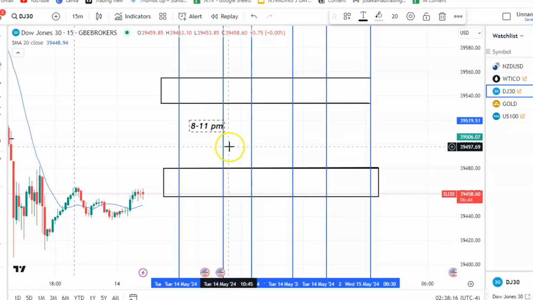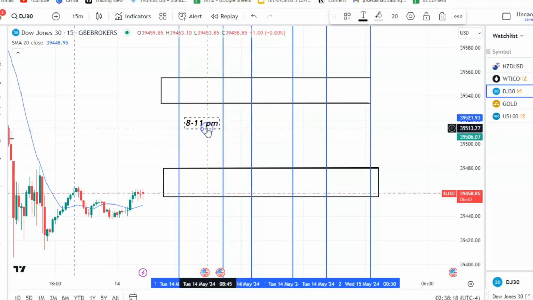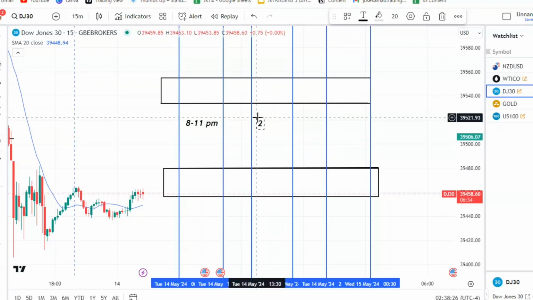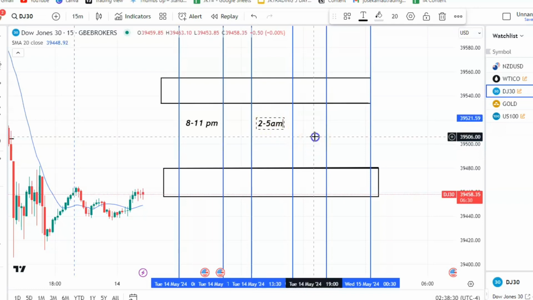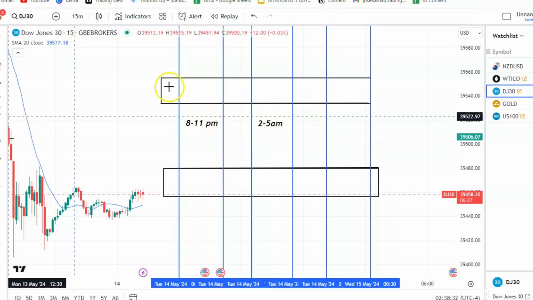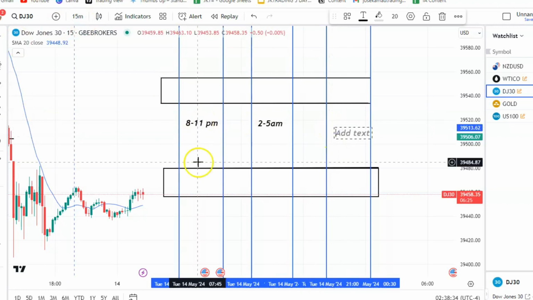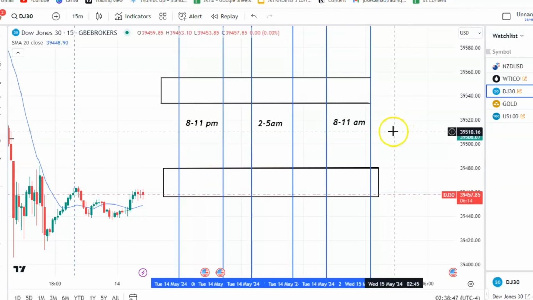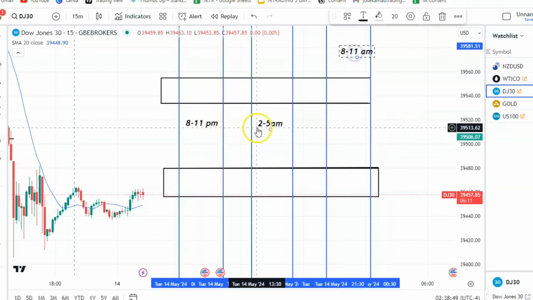p.m. New York time. And then for London, it is from 2 to 5 a.m. New York time. And then for New York, it's the complete opposite of Asia, 8 to 11 a.m. New York time. Now, these timing windows are very important.